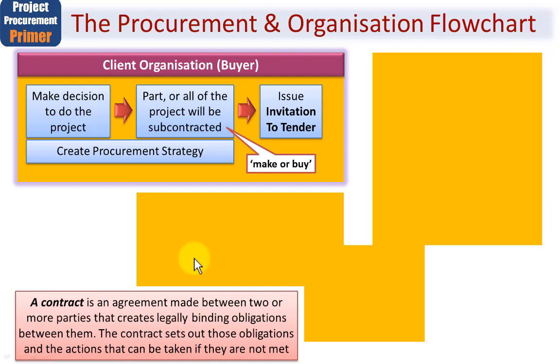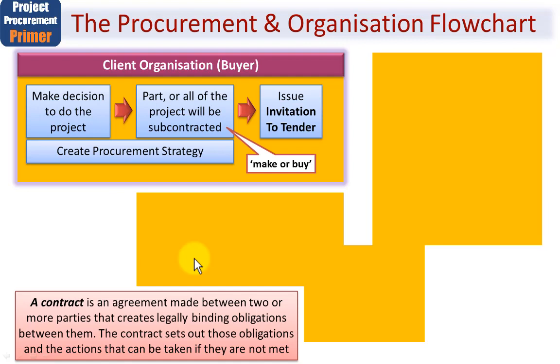So let me first of all give you a slightly more detailed definition of a contract. It's an agreement made between two or more parties that creates legally binding obligations between them. Now, the contract sets out those obligations and the actions that can be taken if they are not met. That's an important point. And it's a fact that the contract must lay down exactly what steps and actions are to be taken if either side don't agree that the terms of the contract have indeed been met.